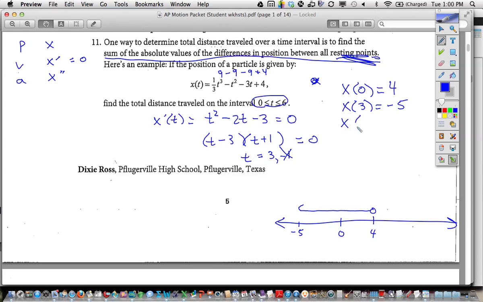Then plug in a 6. What's this kind of looking like over here? This looks familiar to me. It looks like a list of candidates, doesn't it? We did the derivative. We set it equal to 0. We found a 3. We plugged it back into the original. What else are we plugging into the original?